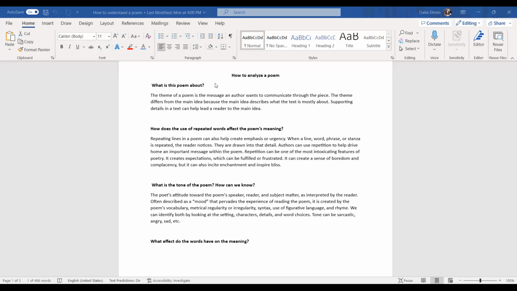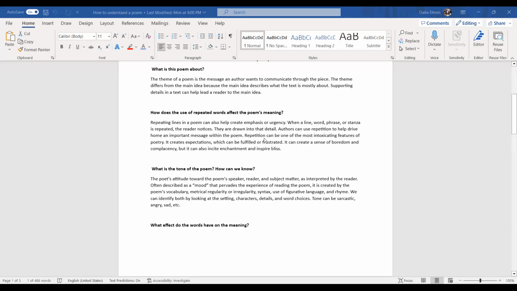The theme is different from the main idea, because the main idea always describes what the text is mostly about. You will see details and lots of ideas connected together. But the theme, you can get it so quickly, even from the title. So when I read Stolen Rivers, I know that there is something about resources that are stolen, something about a country that something is taken out of. So you get to know it from the title.